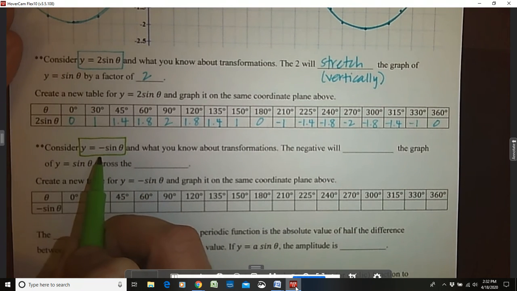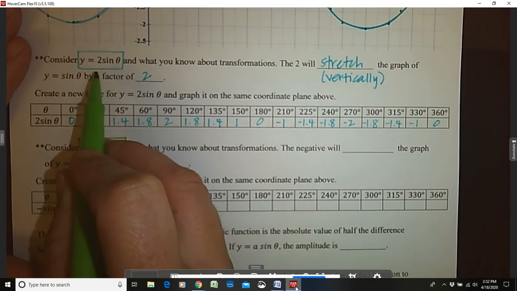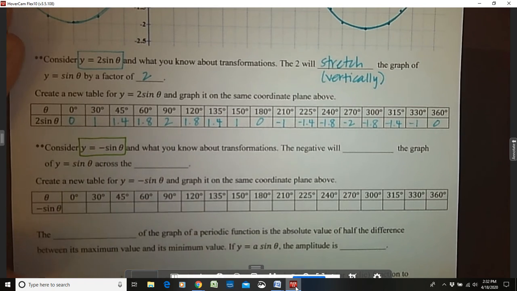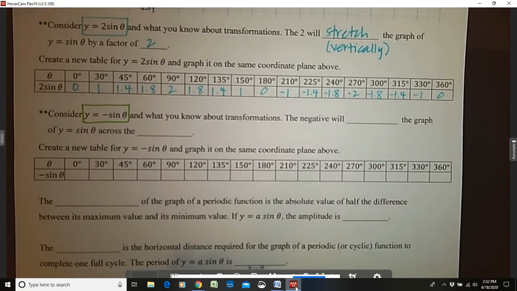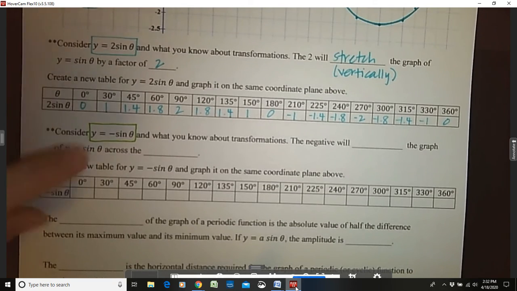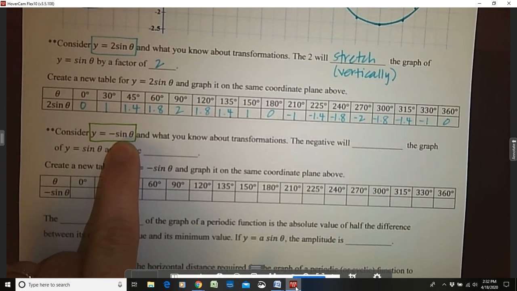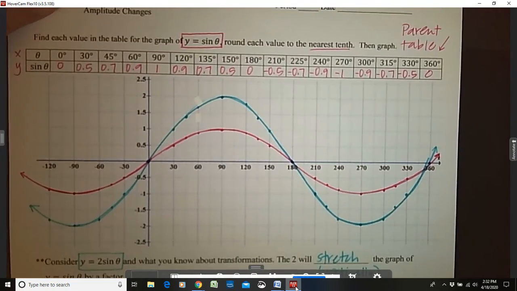So my number out front here is -1. I had +2. Now I have -1. And we're, again, going to come back and fill in this sentence in a minute. Again, go back to your parent table, and this time I'm going to take sine theta, which are all these values, and multiply by -1. So we know multiplying by -1 just changes the sign.